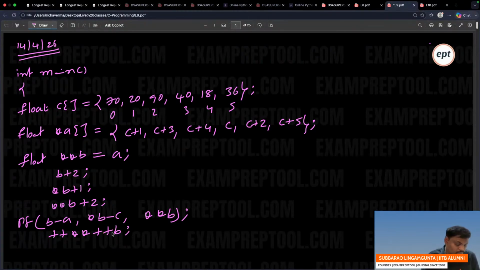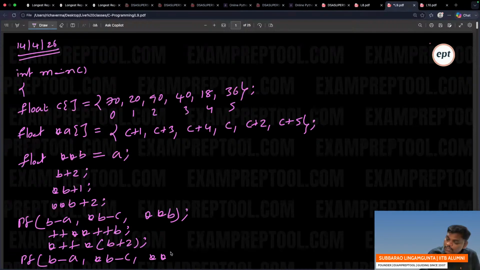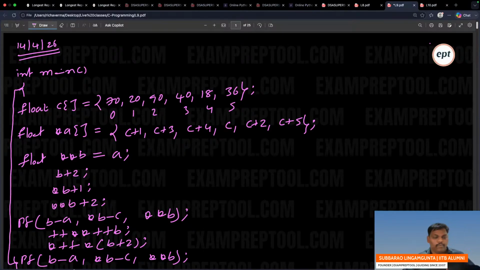Next one, star star b plus 2. Afterwards, printf b minus a, star b minus c, star b. End of the program. Right, perfect.